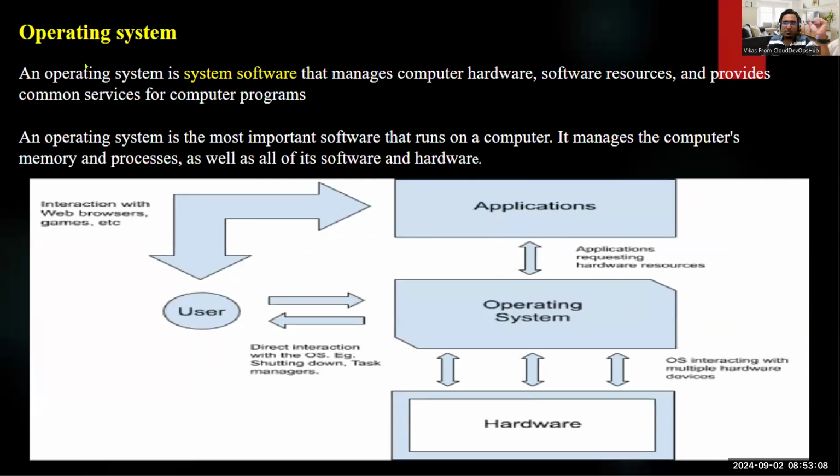So what is an operating system? An operating system is a system software that manages computer hardware and software, and provides common services to computer programs or computer applications. The operating system is the most important software that runs on your computer. An operating system is a must. Without an operating system, your application will not work. Do you agree? Yes or no? Yes. Right?